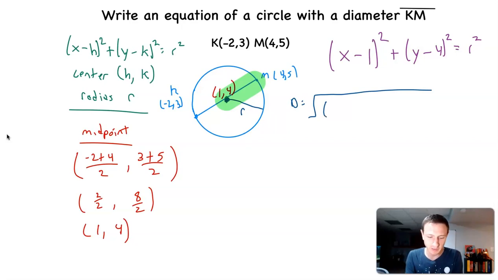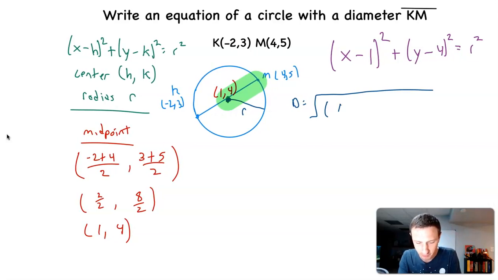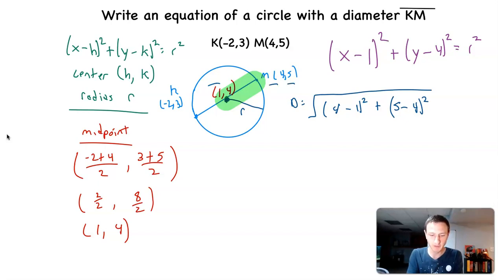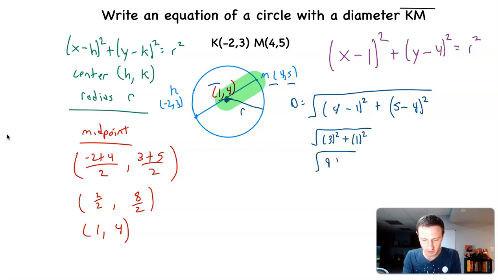So the distance formula is the difference in our x values, and I'm going to use M as my first. So 4 minus 1 squared plus the difference in our y values, 5 minus 4 squared. Let me double check I'm putting these in the right spot. I did M minus this, M minus this, okay. 4 minus 1 squared is 3 squared. 5 minus 4 squared is 1 squared. 3 squared is 9. 1 squared is 1. And 9 plus 1 is 10. So the distance is the square root of 10.